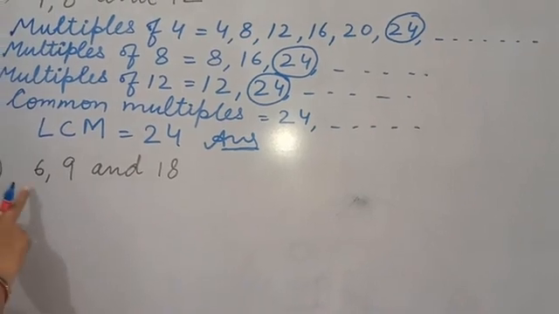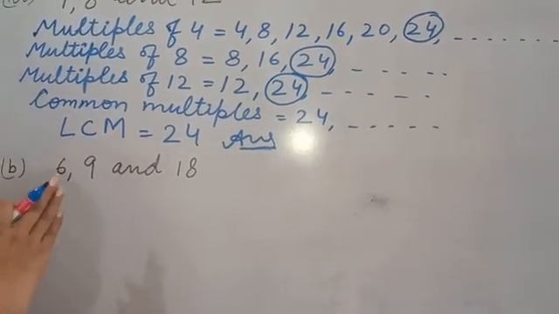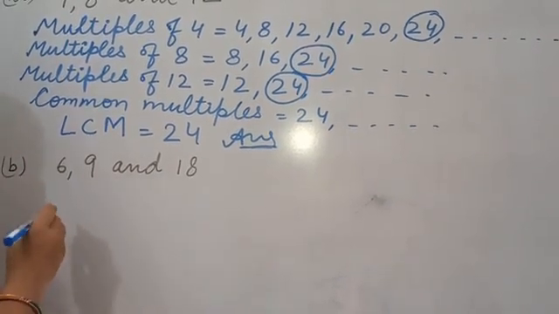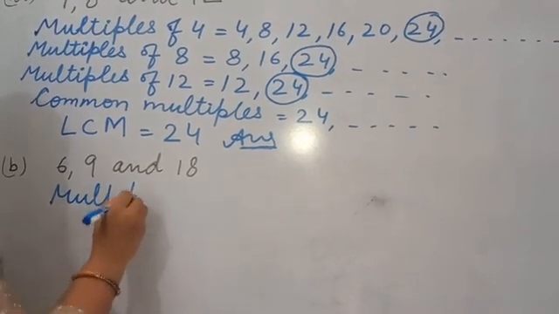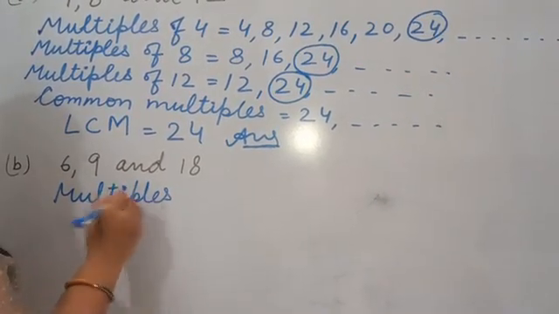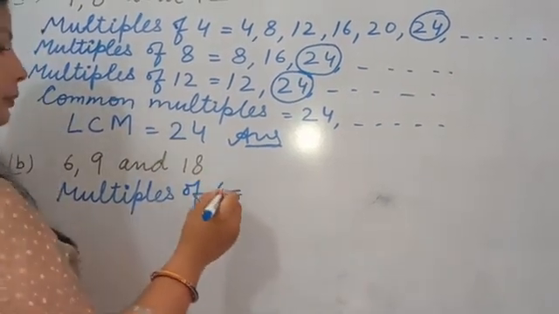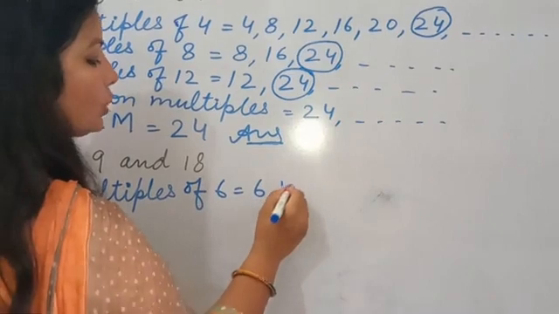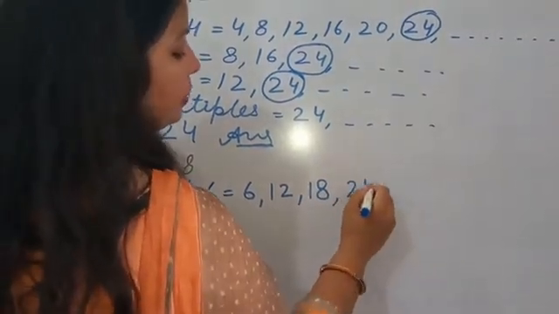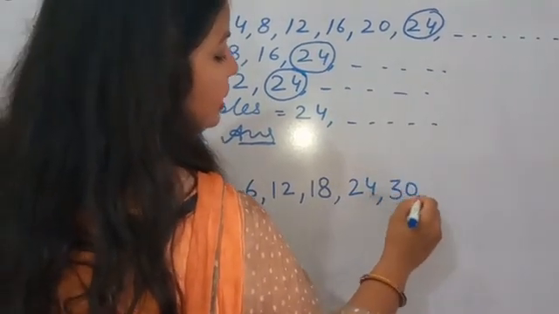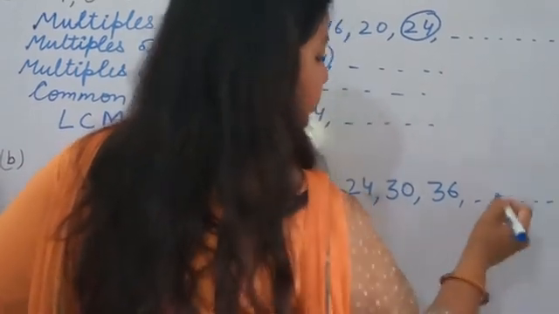Now part B: 6, 9 and 18. So the same process as in part A we will do in part B also. So first of all we write the multiples of 6. So what are the multiples of 6? 6 ones are 6, 6 2s are 12, 6 3s are 18, 6 4s are 24, 6 5s are 30, 6 6s are 36, and so on you can do.